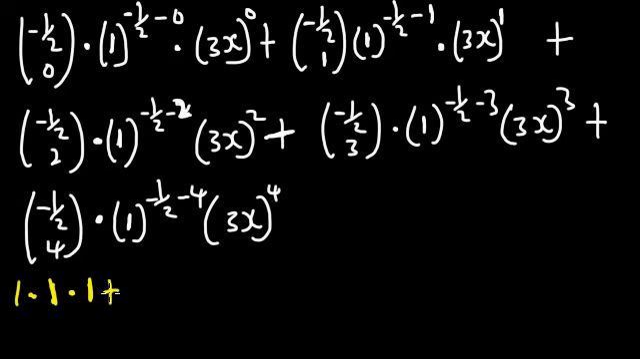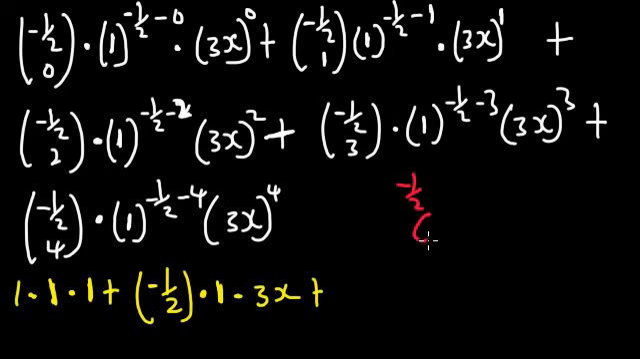Now on to the second term. Negative half combined with 1. Any number combined with 1 gives us back the number. So that gives us negative half back. Times 1 raised to power negative 1 over 2 minus 1. It gives us 1. Then multiply by 3x raised to power 1, which is simply 3x. Amazing. So for the third term, we have negative half combined with 2. So this is where work begins. Let's try to simplify that.